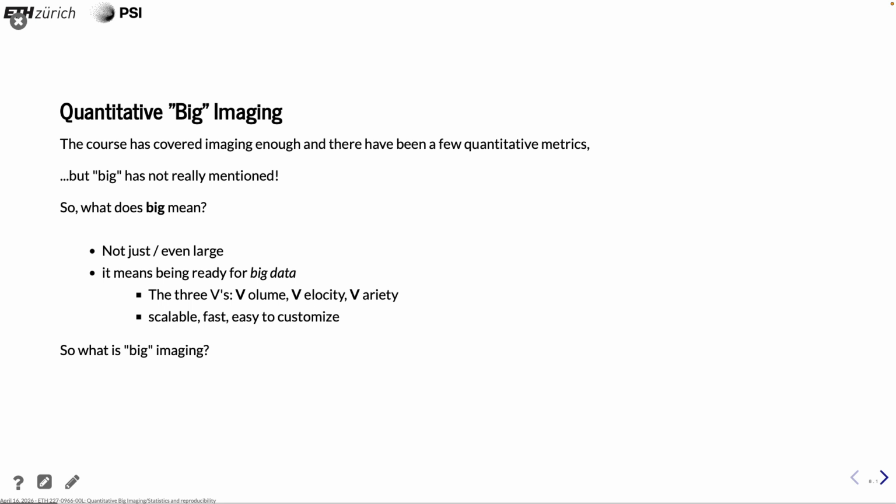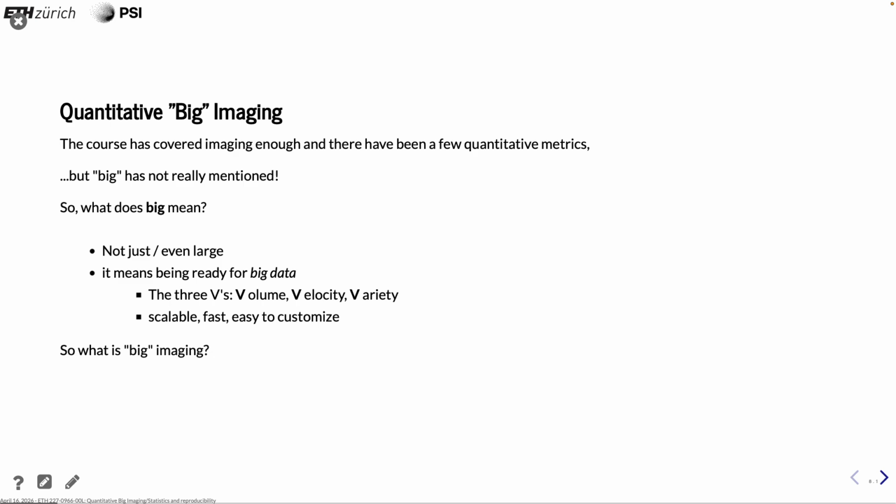Velocity, how much is produced and how fast you can process it. And of course, variety, having large variety in the data to cover the corner cases. And that requires then that you have scalable methods, which are also fast to work with. So you don't have to wait a year to get the results, but also easy to customize. So you can modify it easily with a few parameters, and then you can take a new data set or maybe a little bit different question and don't have to rewrite the whole code base.